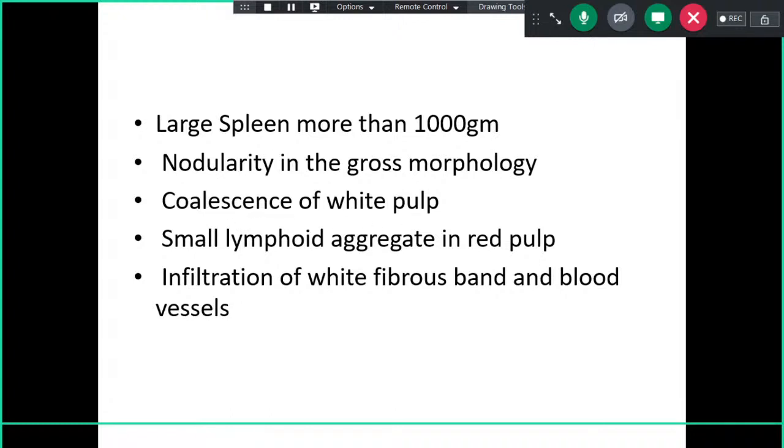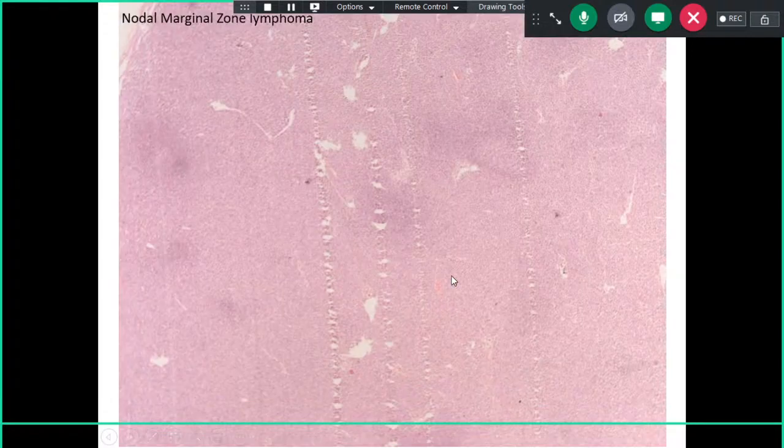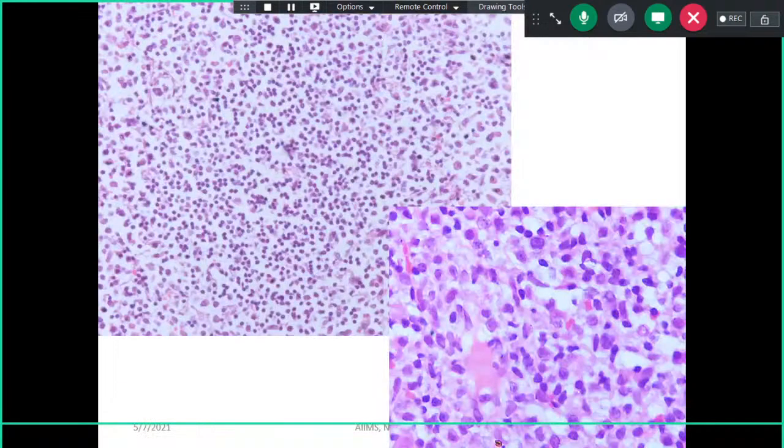In the red pulp you are not expecting lymphoid follicles, but here you do find them. How do they look here? See, two lymphoid follicles are expanding and merging into each other, coalescence of the follicles. Then there is expansion of the marginal zones, a large expansion of the marginal zones. If you see in the higher power, this is how they look.